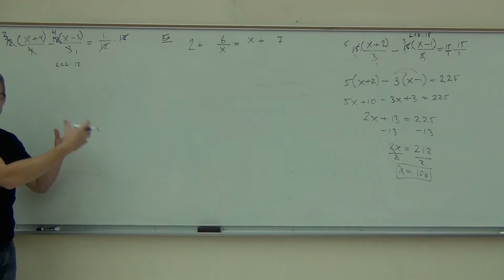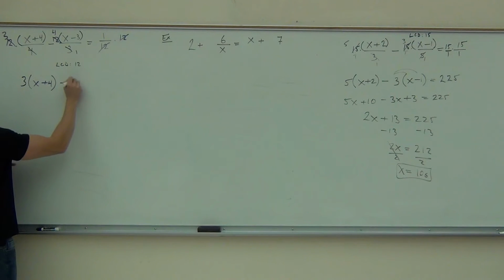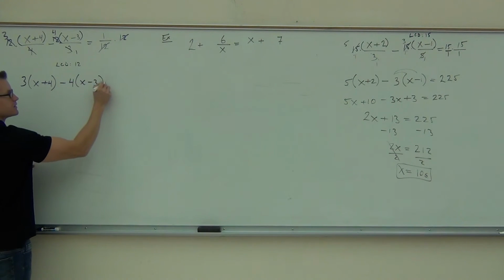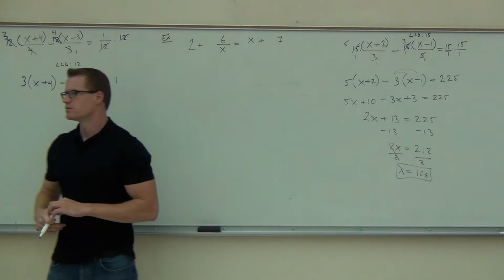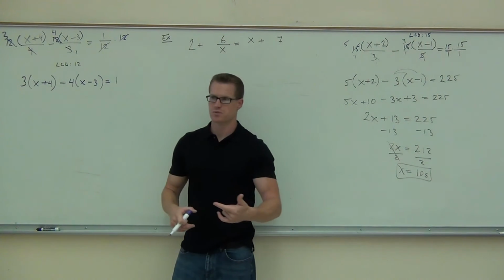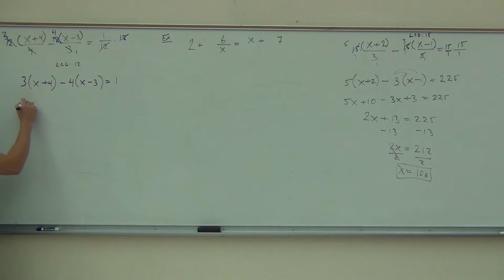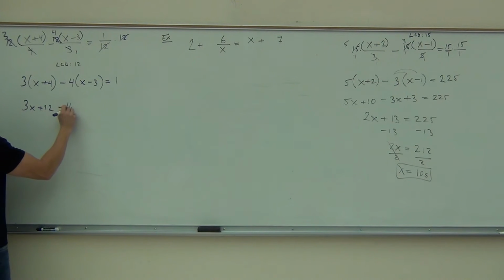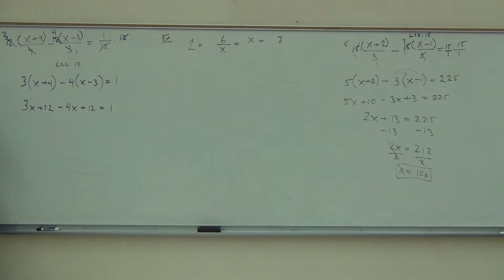I'm going to write it just to make sure I see what's going on in this problem. We're going to have 3 times x plus 4 minus 4 times x minus 3 equals 1 over there. After this, really, this shouldn't be too bad, right? This is just distribution, combine some like terms, and solving a basic problem without even x squared. That's nice. So here we'll distribute. We'll get 3x plus 12, minus 4x plus 12 equals 1.